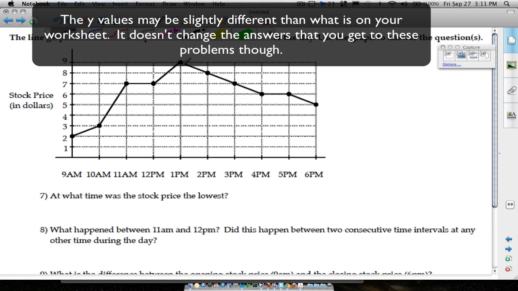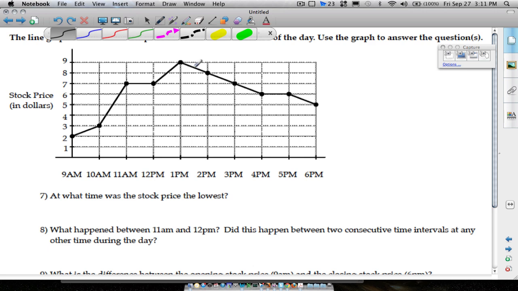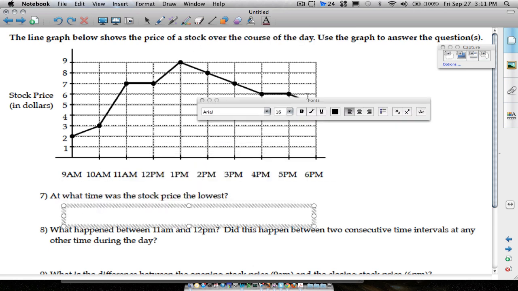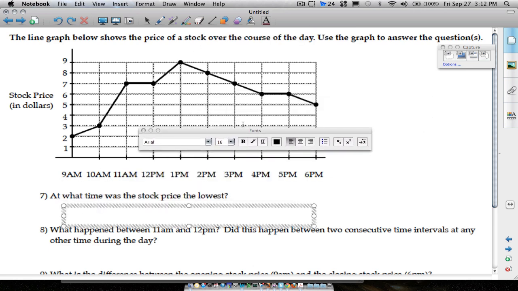Looks like it peaked out around 1 p.m. at $9, and then it dropped some more over the course of the day. And then it closed at 6 o'clock that day at around $5. Just getting used to reading that line graph. Now I'm going to bold those lines, that way you can easily see that those are part of the line graph as well. So at what time, number 7, at what time was the stock price the lowest?